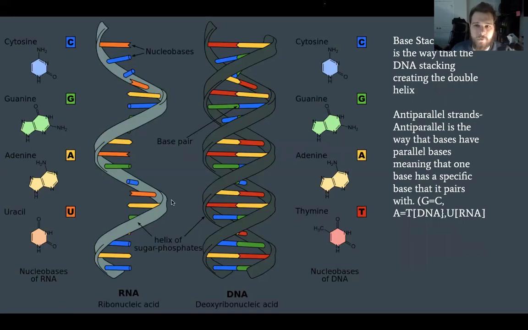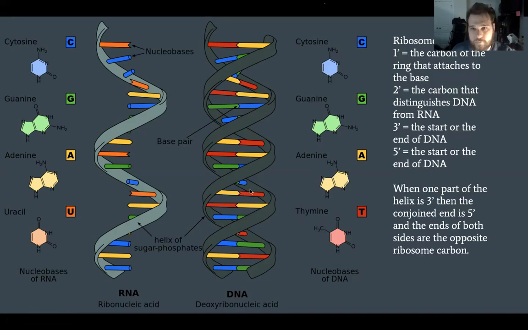Base stacking is the vertical way in this picture that DNA is stacked to create the double helix. Antiparallel strands are the conjoined bases making up the connection between both halves of the double helix. And we can see that cytosine goes with guanine, while adenine goes with thymine, or adenine goes with uracil in the case of RNA.